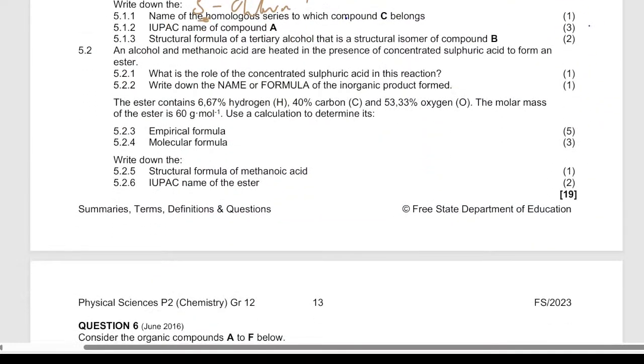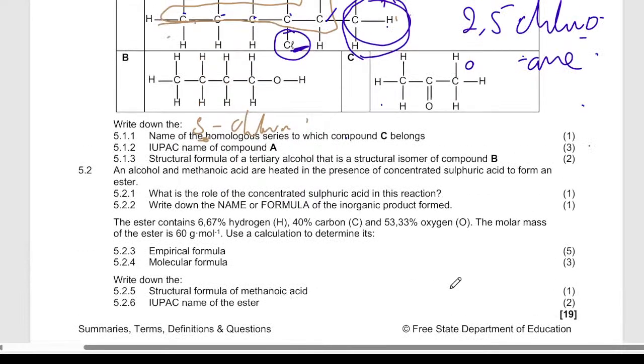Then we go to the next question, which is: write down the structure formula of a tertiary alcohol that is a structural isomer of compound B. Where's compound B? It's here. They're saying write down the structure formula of a tertiary alcohol.